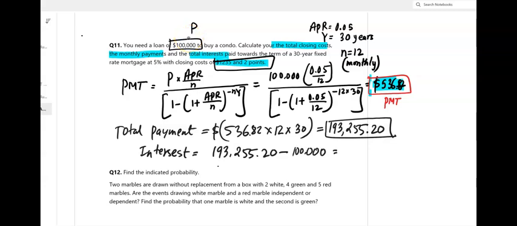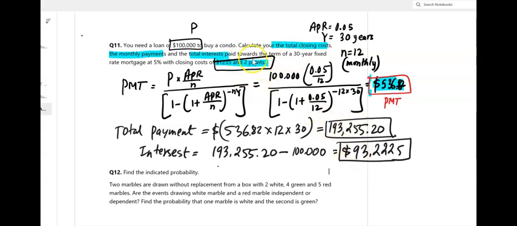So the difference is going to be the interest. So the interest is going to be $93,225 if you round it to the nearest dollar. I ignored the 20 cents here. That's the total interest payment over 30 years.